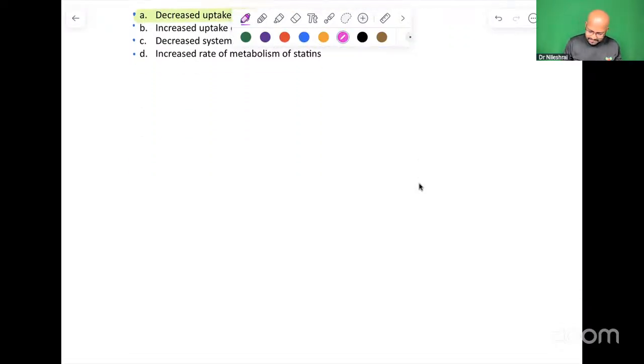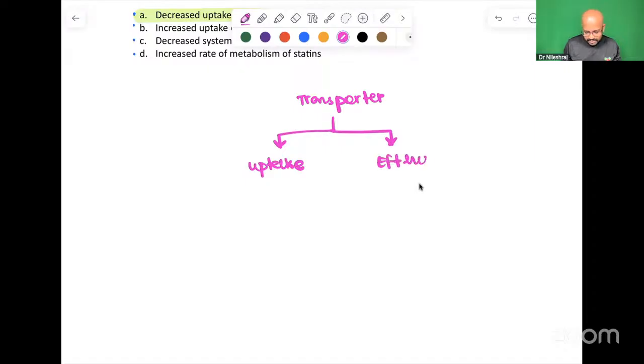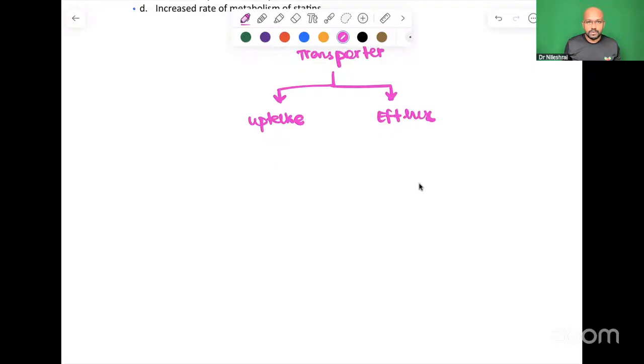See, we have certain transporters present over the surface of the liver. These transporters are of two major subtypes. One is named uptake transporters, the other is efflux transporters. As the name implies, uptake means anything roaming in the blood will be moving into the hepatocytes. Efflux means those molecules inside the hepatocytes will be thrown into the blood, going out of the hepatocytes.